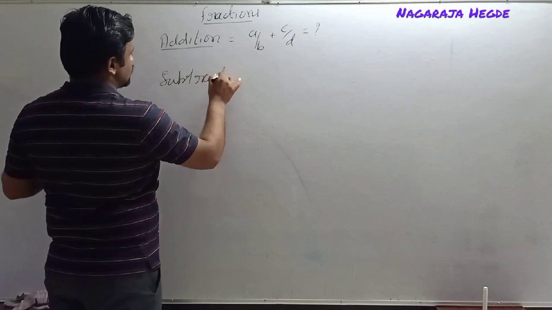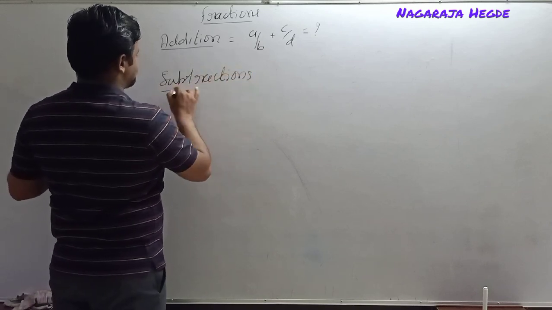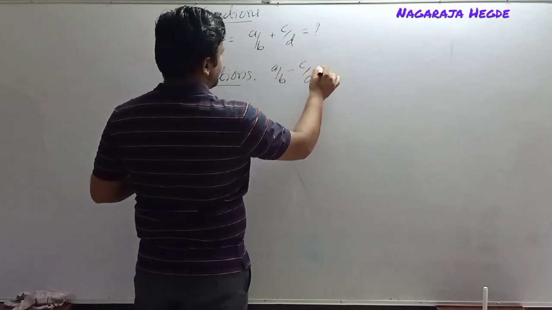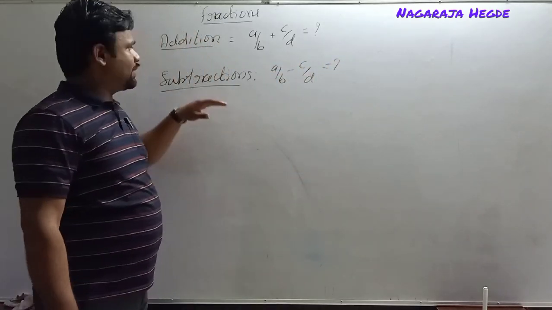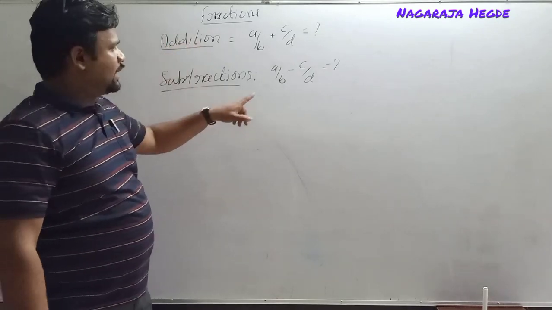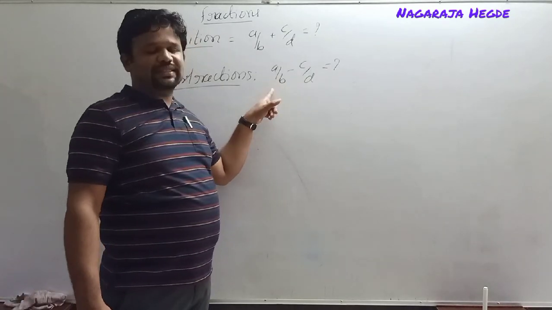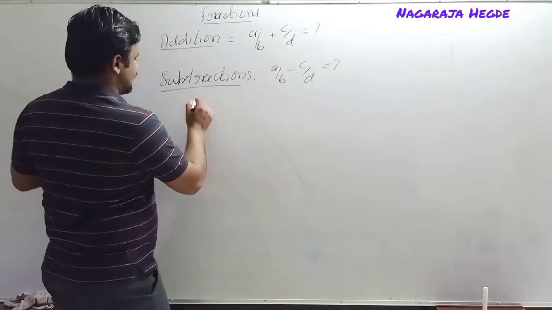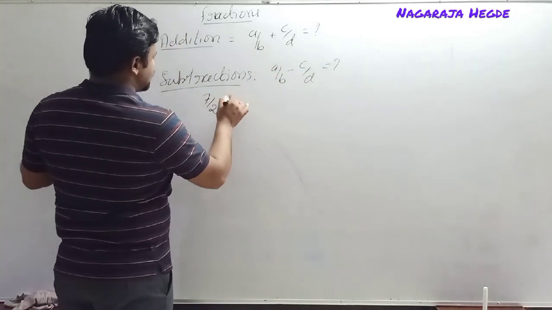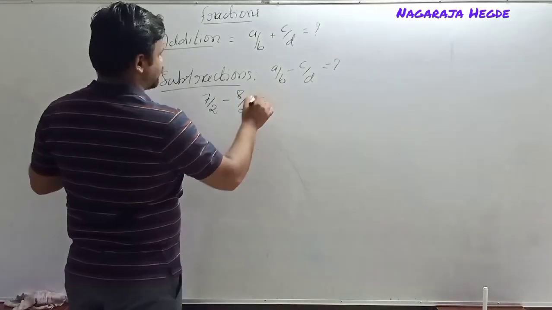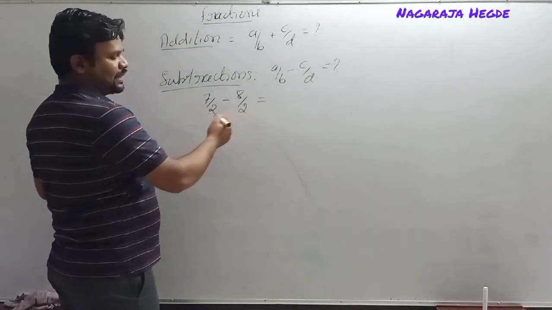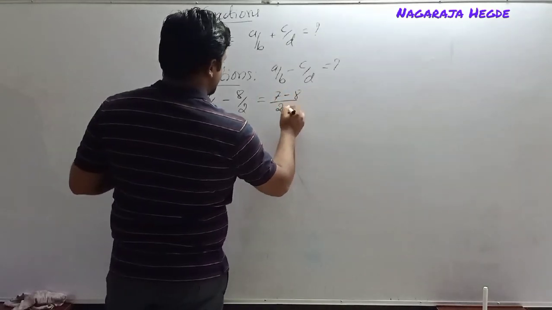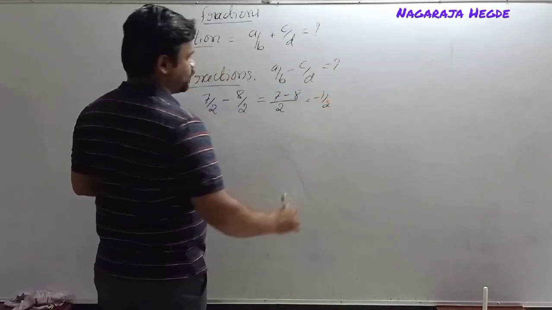Subtraction of two fractions: a by b minus c by d. Here also the same concept is applicable as in addition. If the denominators of both fractions are the same, then we can directly subtract the numerators. For example, 7 by 2 minus 8 by 2. What are we going to get? The denominators are the same, so we can directly subtract: 7 minus 8 divided by 2. It is minus 1 by 2.